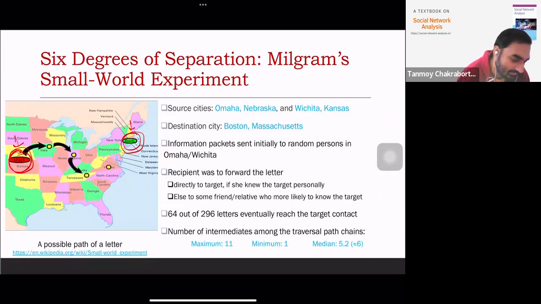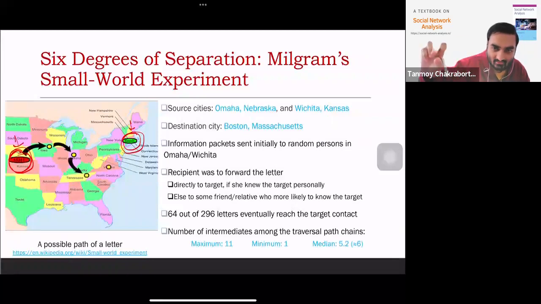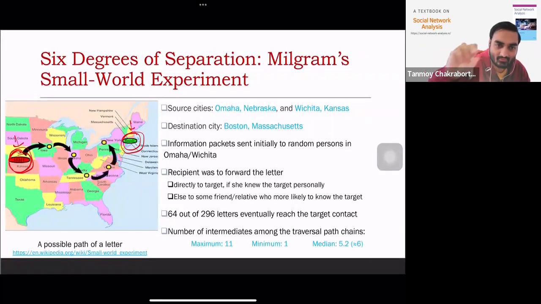Okay, and each letter, and what was the task? The task was, so he told the senders of these 296 letters that there is an unknown destination address, right, in Boston. So these 296 senders need to send these letters to that unknown destination.